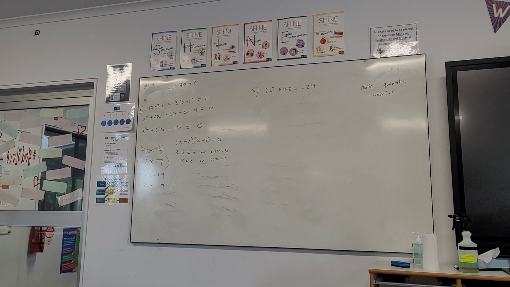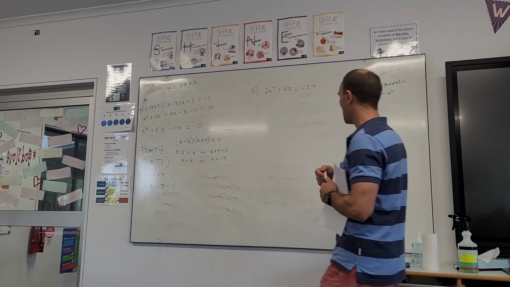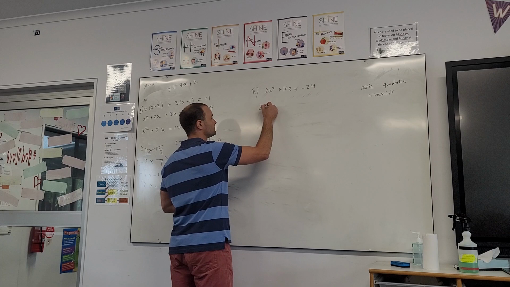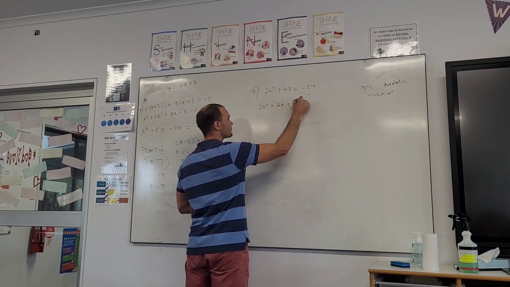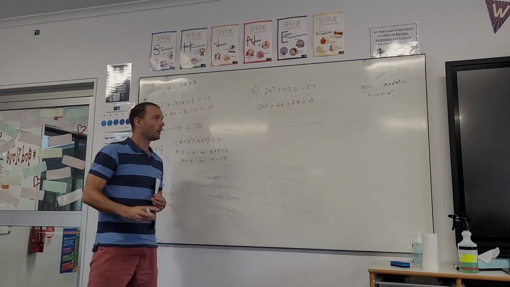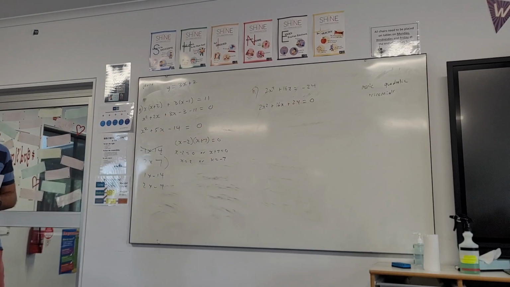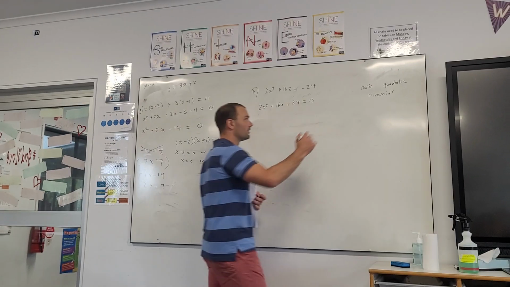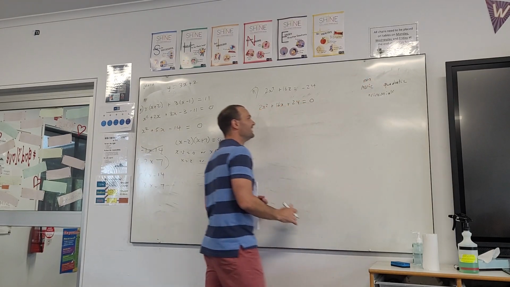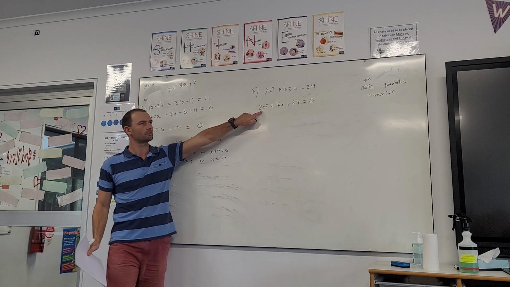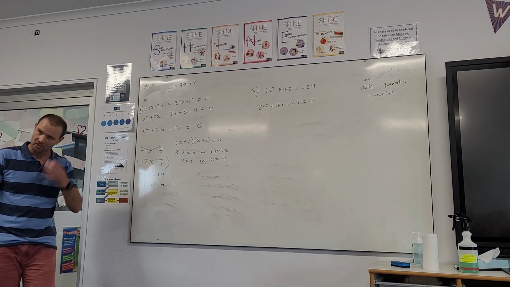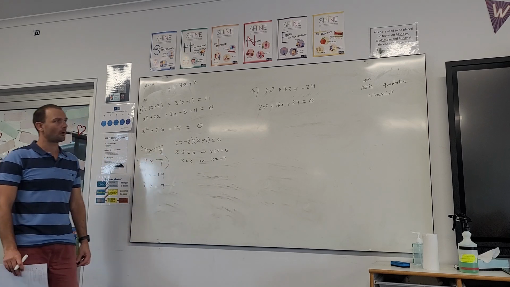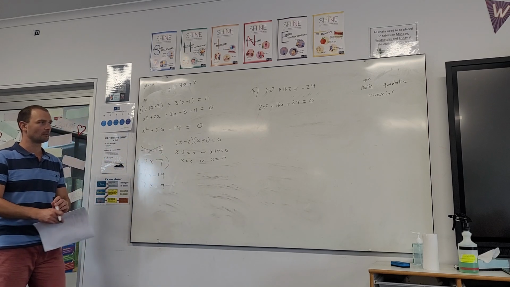Okay, on to H. Alright, step 1, we want to put everything on one side. So we're going to add 24 to both sides. Now this is what we call a non-monic, because the number out the front is not a 1. However, we can actually simplify this a fair bit in order to find the solutions using processes we're familiar with.